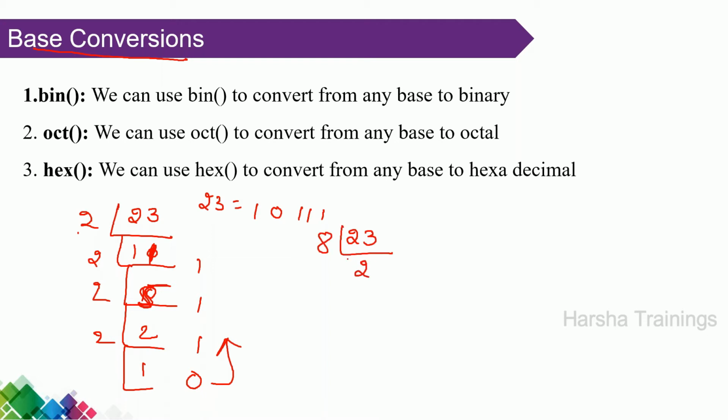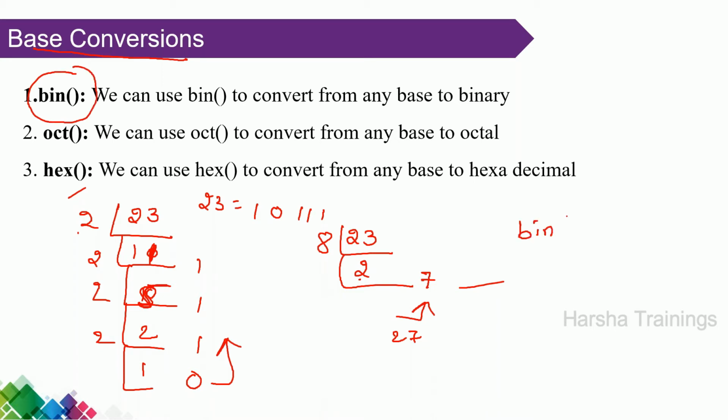Divide with 8. 8 twos are 16. The remainder is 7. So it is not possible to divide further, so simply the answer is 27. Similarly, if you want to convert to hexadecimal, divide with 16. Or you can use functions like this.